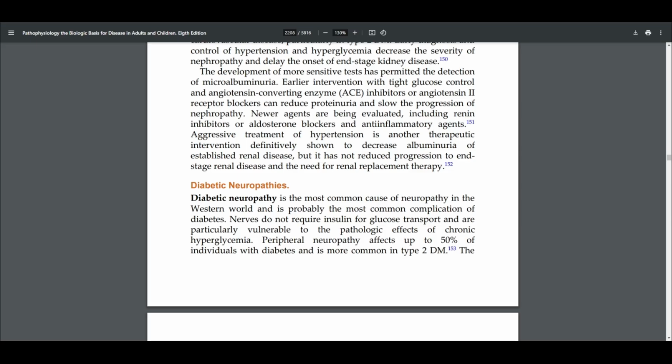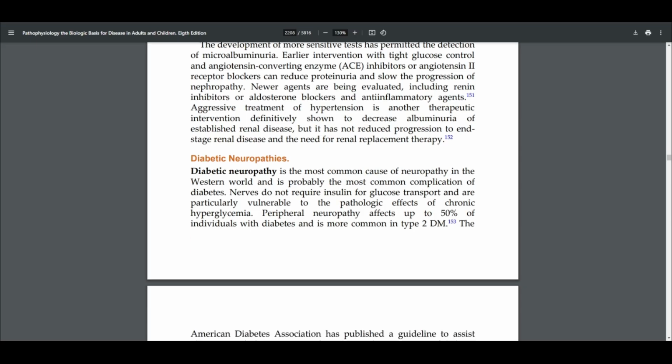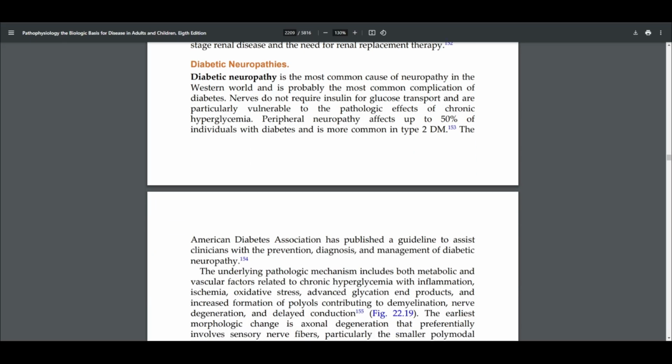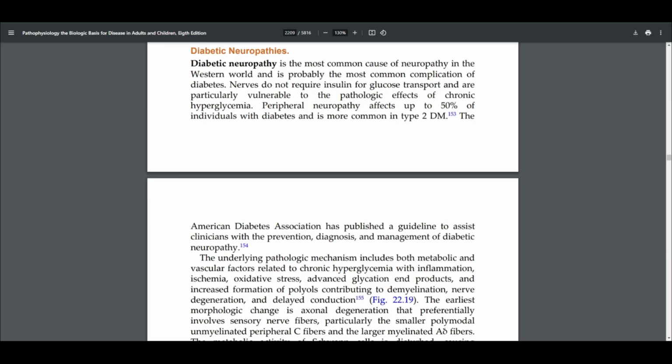Your diabetic neuropathies. Diabetic neuropathy is the most common cause of neuropathy in the Western world and is probably the most common complication of diabetes. Nerves do not require insulin for glucose transport and are particularly vulnerable to the pathologic effect of chronic hyperglycemia. Peripheral neuropathy affects up to 50% of individuals with diabetes and is more common in type 2 diabetes.